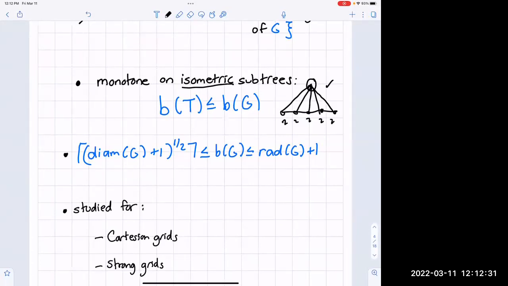So here are some quick inequalities that we can derive. First, by looking at the longest path, which is isometric, you get a lower bound, which is the square root of the diameter of G plus 1. I'll explain where that comes from as I talk about burning paths. Also, you can take a central vertex in your graph or tree, burn it as the only source, and let the fire run from that. That takes radius of G plus 1 steps. And these bounds are actually tight.